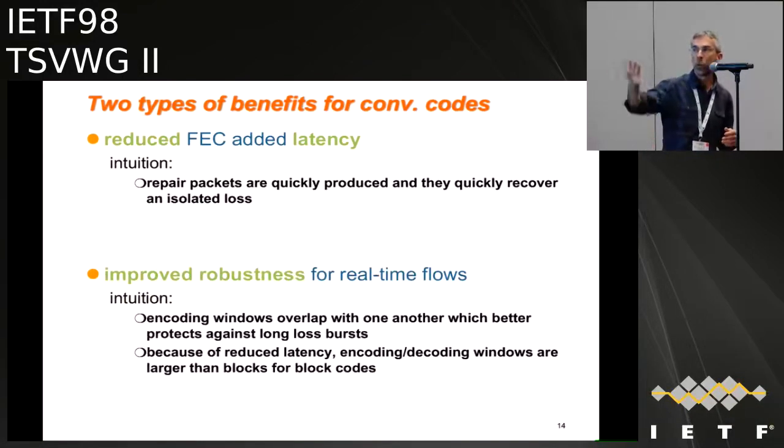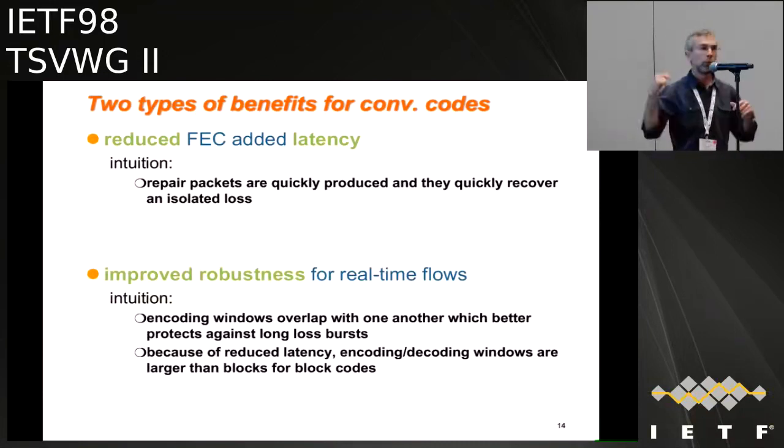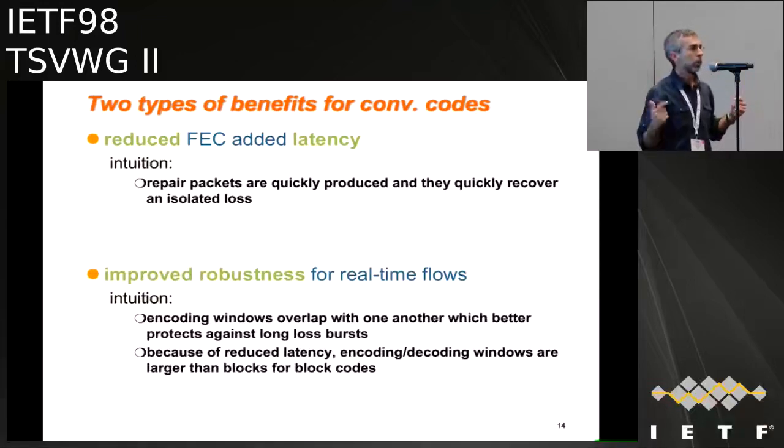So the intuition for this improved robustness is, first of all, the fact that the encoding windows are overlapping with one another, which makes it more robust in front of long erasure bursts. And the second intuition is the fact that because of the way it works with convolutional codes, the encoding and decoding window sizes are a little bit larger than what you can afford with block codes. And this does make a big difference.